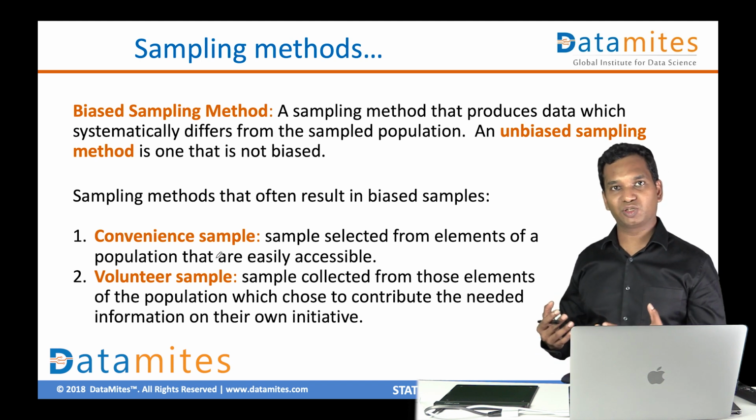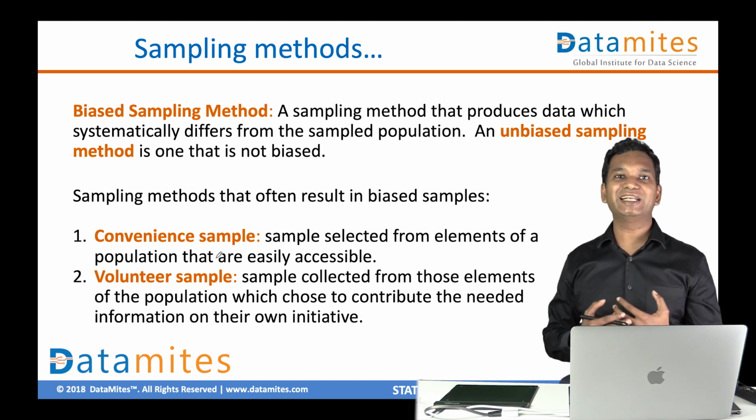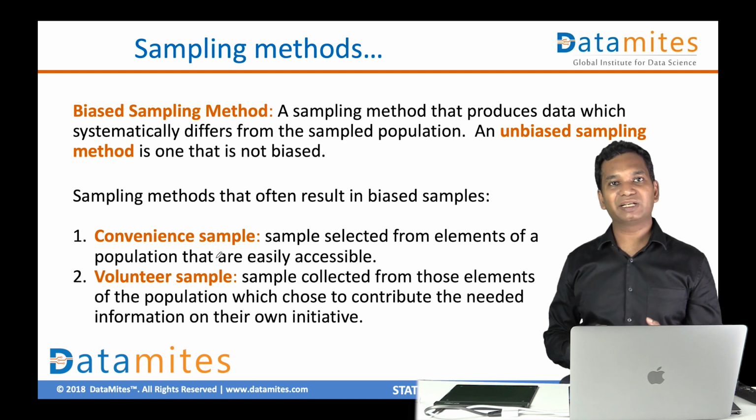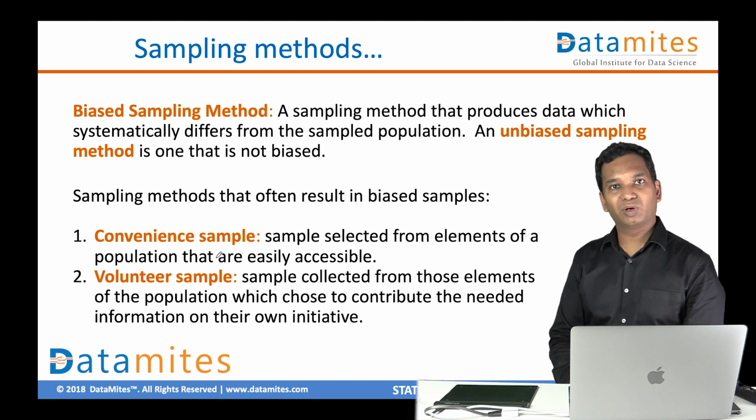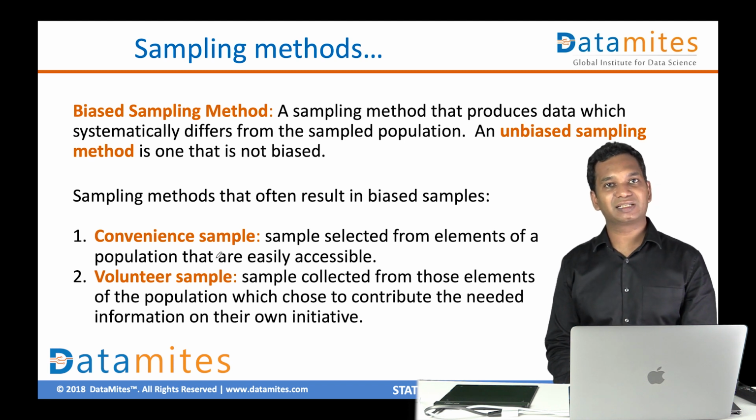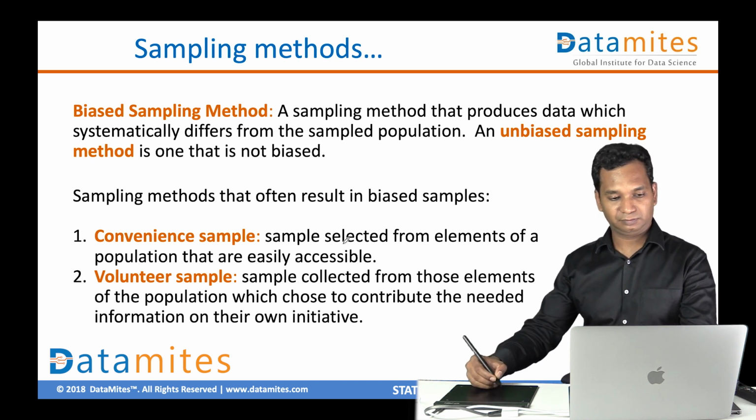different bias methods. So random is perfect. Why do you need a bias sampling? So bias sampling is not recommended because the name itself implies it's biased. But sometimes it becomes essential, or bias is more practical. Okay. So there are two kinds of bias sampling. One is convenience sampling, the other one is volunteer sampling.